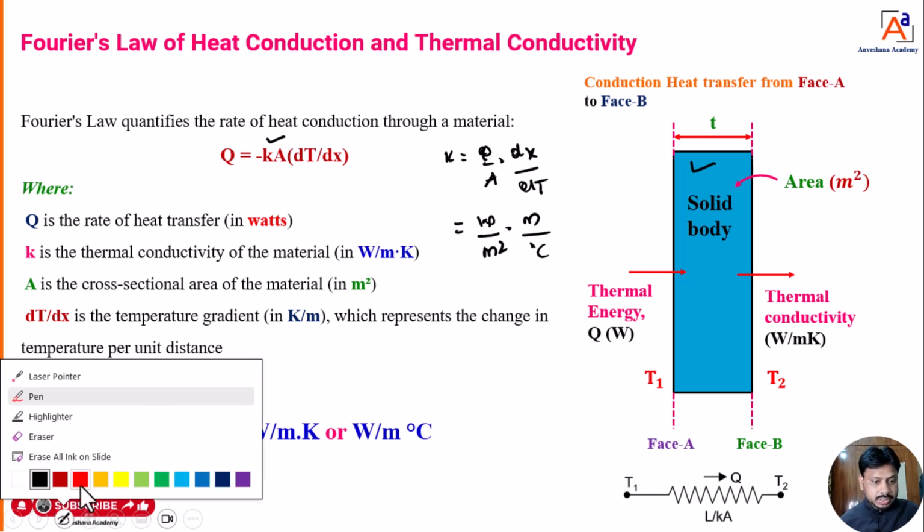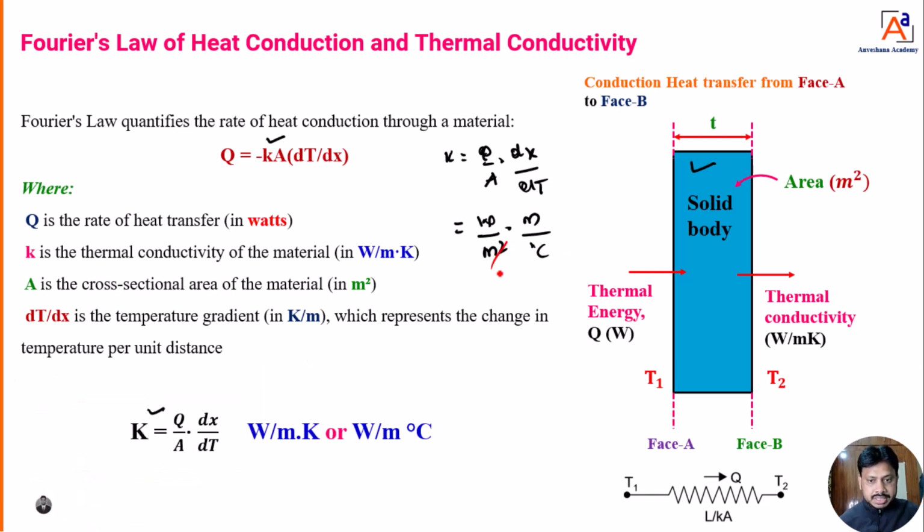Here you can see there is meter square and meter, so the meter square is going to cancel. Then we get watt per meter degree Celsius, or if you are expressing temperature in Kelvin, then watt per meter Kelvin is the unit for thermal conductivity. Hence, with the help of Fourier's law of conduction equation, we can calculate the thermal conductivity for the given material.